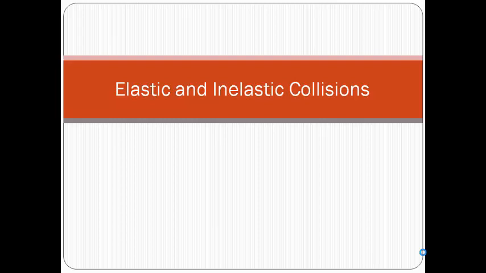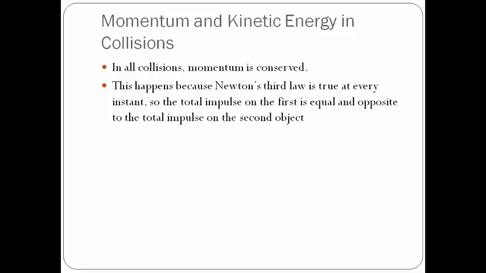In this video, I will explain elastic and inelastic collisions. Let us talk about momentum and kinetic energy in collisions. In all collisions, momentum is always conserved. This happens because Newton's third law is true at every instant, so the total impulse on the first object is equal and opposite to the total impulse on the second object.